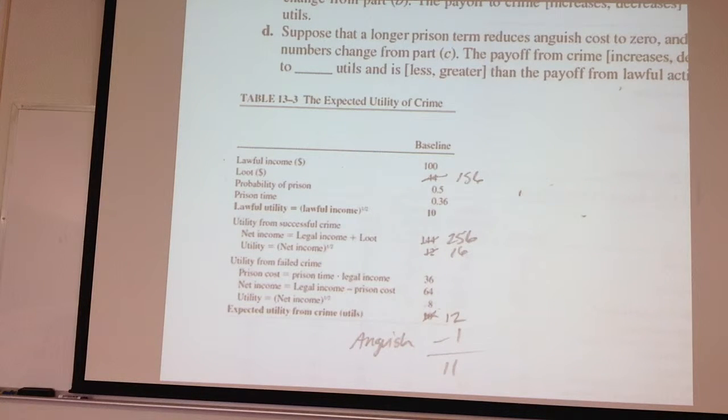Probability of prison. 8.5, 9.8, 10.8. Okay. Yeah. You're good, John? Yep. You good? Yeah, I'm good. Okay. Working on C here.